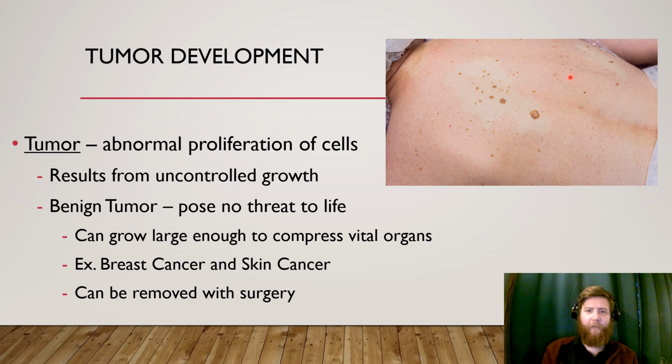Here you can see some benign tumors on this guy here. These are all resulting from uncontrolled growth. So even though these benign tumors pose no threat to life, they will still continue to grow unless they're removed. So even though you have a benign tumor, it's still good to get that thing removed. They can grow large enough to compress vital organs. This is really important in breast cancer, where you've got a lot of important stuff, the heart and the lungs and the esophagus all right together, right around the mammary tissue there. Skin cancer is the most common kind of benign cancer, and these usually can be removed with surgery, and usually should be. They're usually pretty painless. You're in one day and you leave the same day, and you don't have any kind of hospitalization.